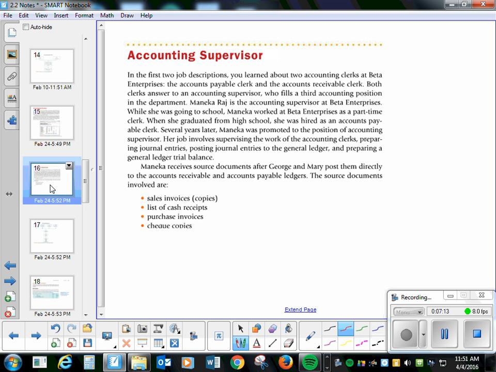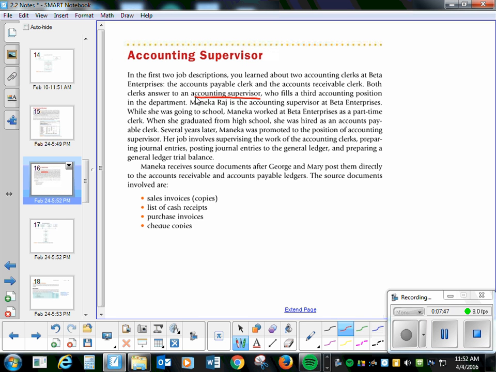Now, accounting supervisor. In the first two job descriptions, you learned about two accounting clerks at Beta Enterprises, the accounts payable clerk and the accounts receivable clerk. Both clerks answer to the accounting supervisor, who fills a third job. Manika Raj is the accounting supervisor at Beta Enterprises. While she was going to school, Manika worked at Beta Enterprises as a part-time clerk. When she graduated from high school, she was hired as an accounts payable clerk. Several years later, Manika was promoted to the position of accounting supervisor.